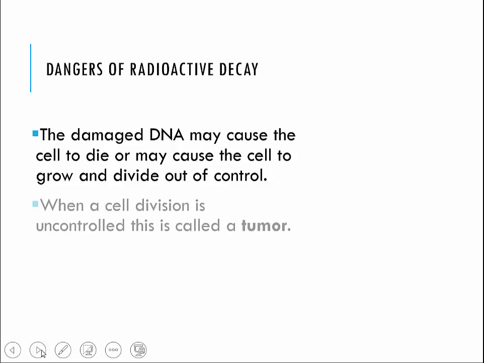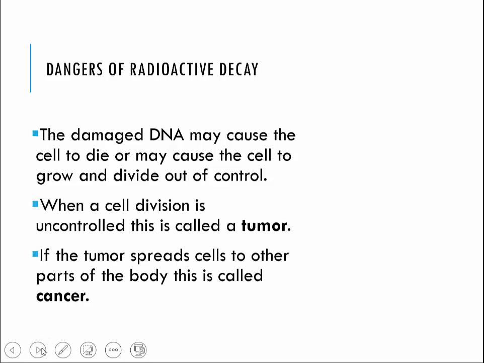So this damaged DNA can cause the cell to die altogether or just become weird. And when that happens and your cell division is uncontrolled, you get a tumor. If the tumor spreads, then we end up with cancer. So all cancer is just a mutated cell that's decided to grow and grow and grow, and it keeps growing and replicating itself and not allowing healthy cells to grow.